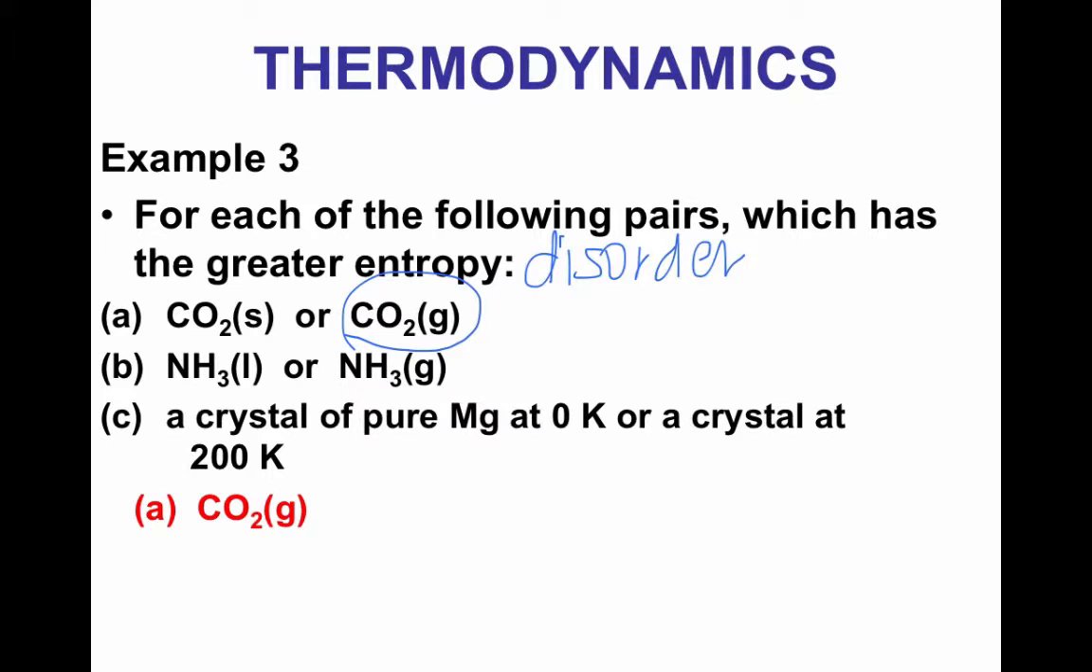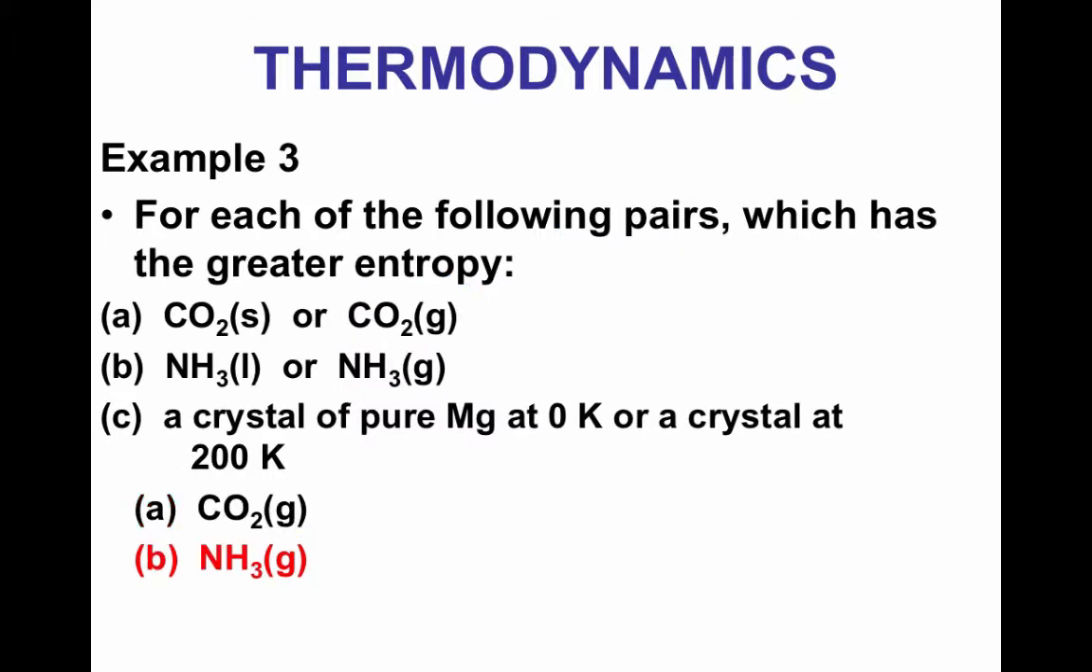B says ammonia as a liquid or ammonia as a gas. Again, think about that. You should say it's ammonia as a gas, for the same reasons as CO2. And then C says a crystal of pure magnesium at 0 Kelvin or a crystal at 200 Kelvin. Which one has the greater entropy? It's going to be the crystal at 200 Kelvin. You could think of it one of two ways. At 0 Kelvin, entropy is 0, or the higher the temperature, the more the molecules move, so the more disordered they are and the higher the entropy.